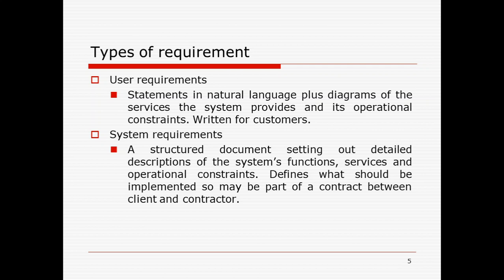Okay, that actually defines both the services to be provided by the system and the constraints in a very abstract form. The second is the detailed requirement, which is called the system requirement. Okay, so it basically defines what should be implemented, so that it may be part of the contract between the client and contractors. It gives you the detailed description of system functions, services, and operational constraints. So system requirements is a detailed one, user requirement is an abstract one. Both contain services as well as the constraints.